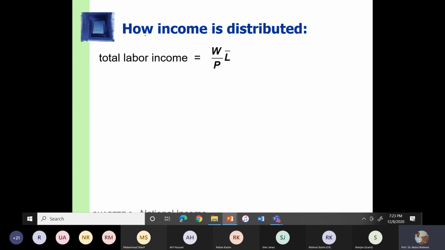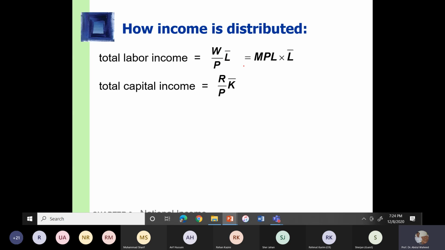So here we can see how income is distributed. This is the total labor income, and this is the real wage, and real wage equals marginal product of labor, and this is the total supply of labor. So marginal product of labor multiplied by supply of labor would be the total labor income, or if we multiply the real wage with the labor supply, but because real wage equals marginal product of labor, both are the same.